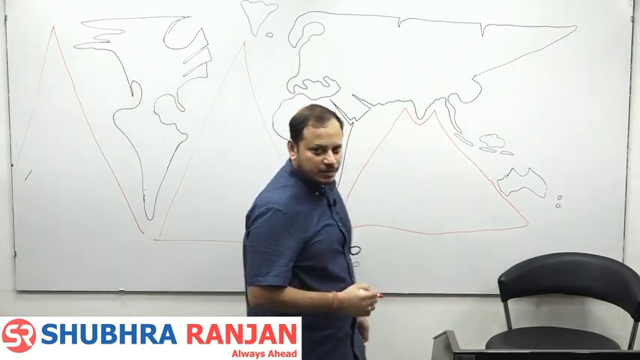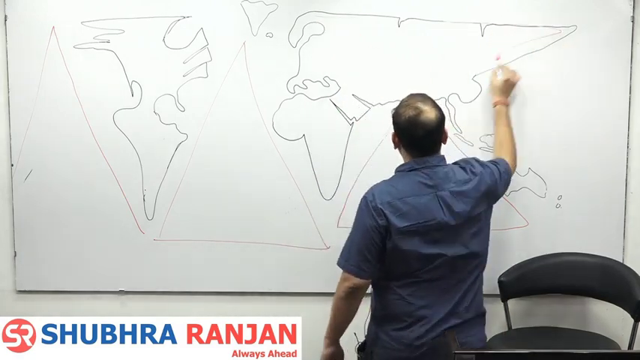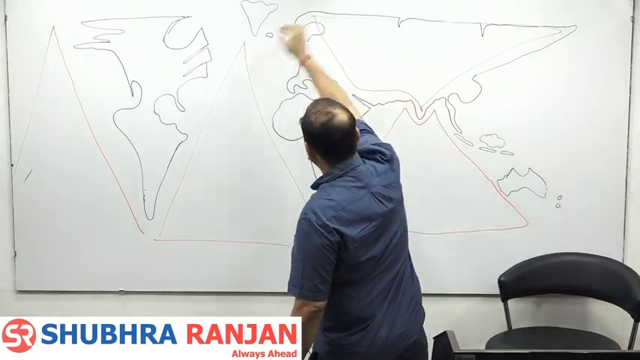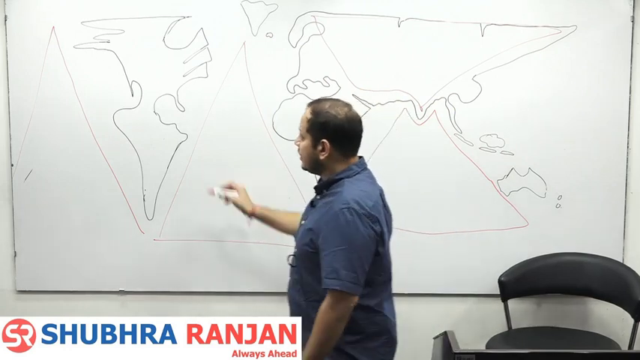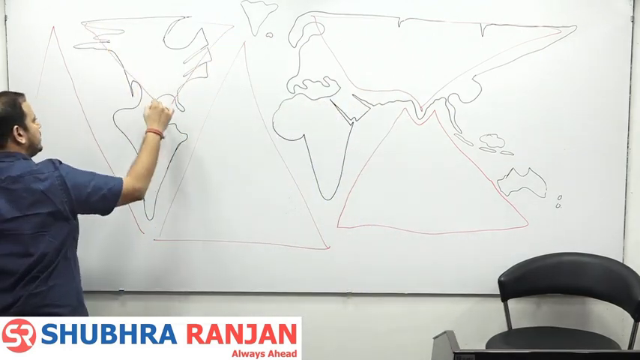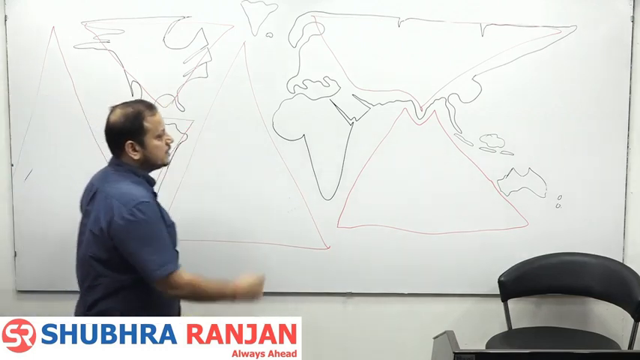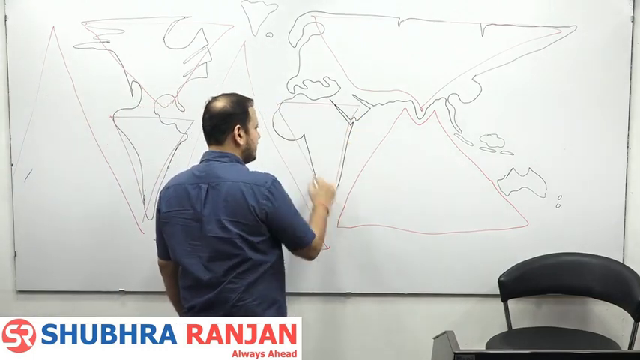This is the Indian Ocean. How is Asia triangular in shape? This is roughly how Asia is triangular in shape. This is how North America is triangular in shape. This is how South America is triangular in shape. This is how Africa is triangular in shape.